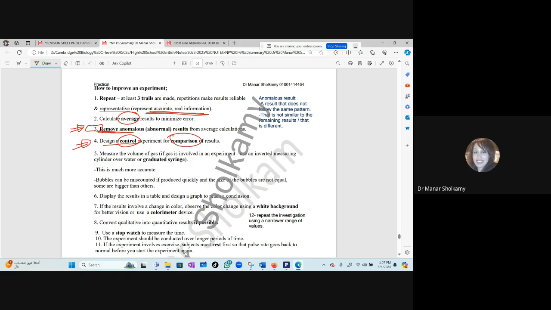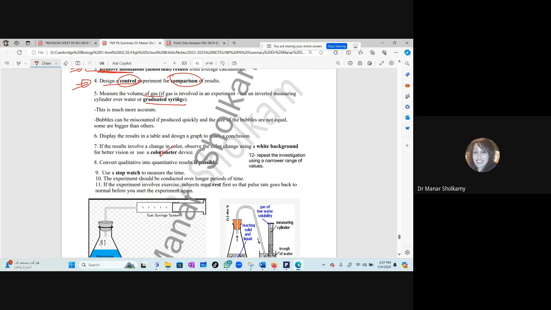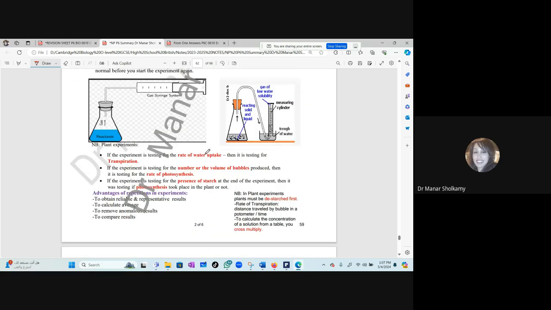Never tell the examiner that the control experiment is temperature at room temperature. No, it's not this way. The room temperature can be one of the independent variables themselves. So the control in any living experiment, a plant, a potato, an enzyme, I will boil the enzyme or I will remove it altogether. Okay. Measuring gas, we said that graduated syringe or inverted cylinder. Colorimeter, we said it. Measuring time using a stopwatch, we knew this very well. Repeat the investigation using a smaller range of values. Repeat every concentration more than once. I hope this is clear.